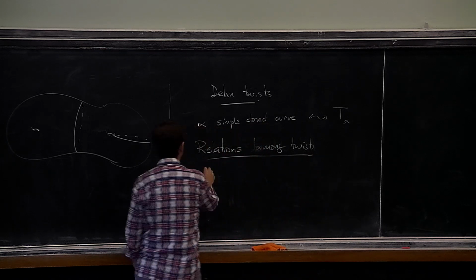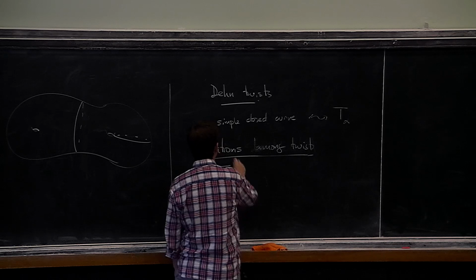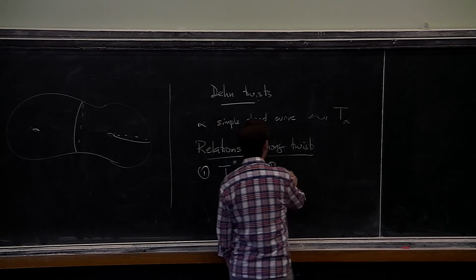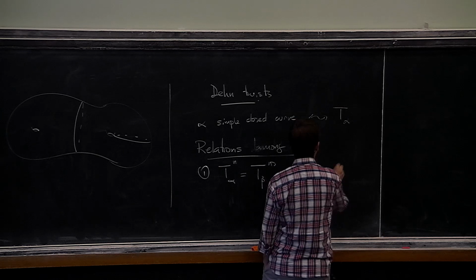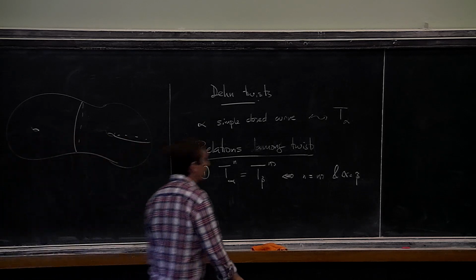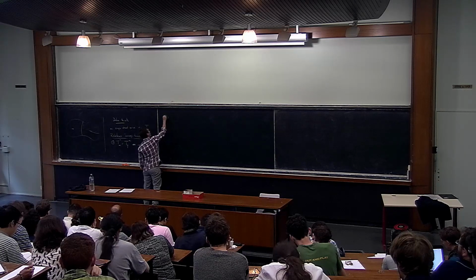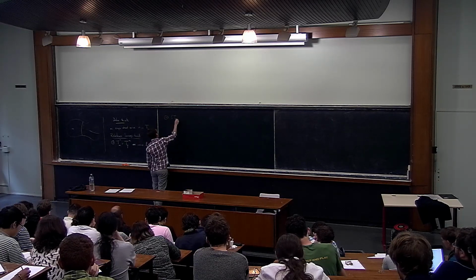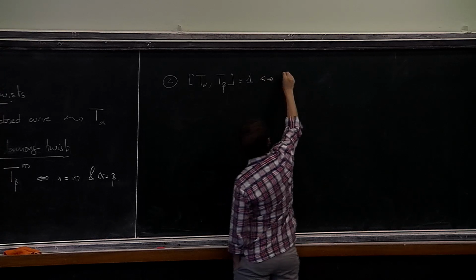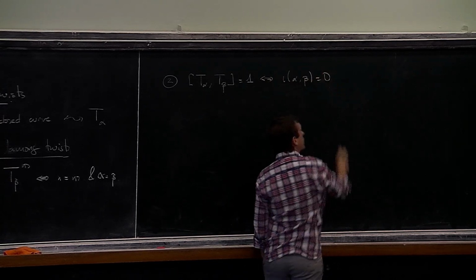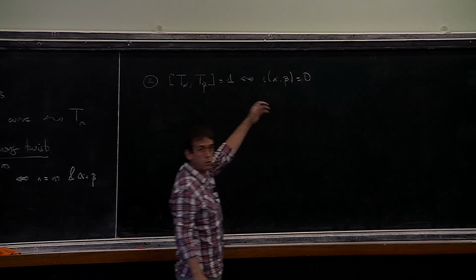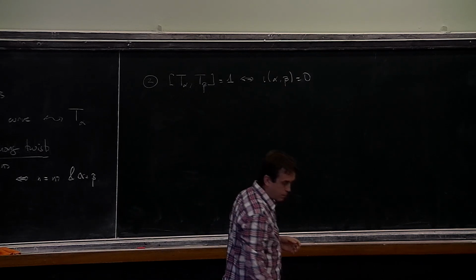And the first one is kind of stupid: if I know that two powers of Dehn twists are equal, then this happens if and only if n is equal to m and alpha is equal to beta. Okay, that's obvious. Furthermore, two Dehn twists commute if and only if the curves don't intersect. And remember, this means that this is the minimum. So the curves can be realized by representatives which don't intersect on the surface. Okay, that's kind of obvious too.